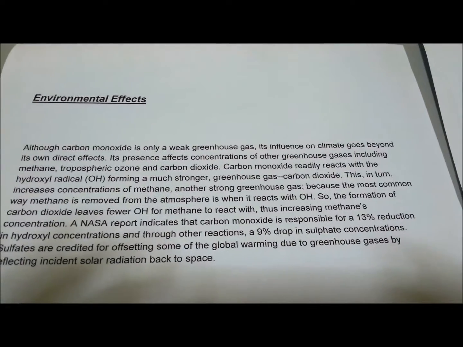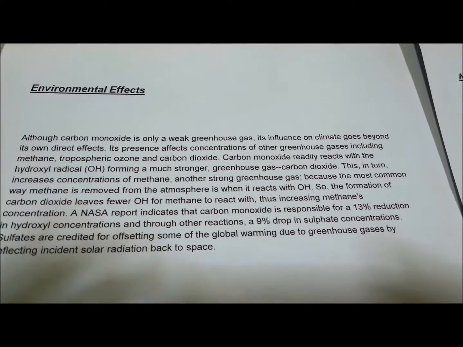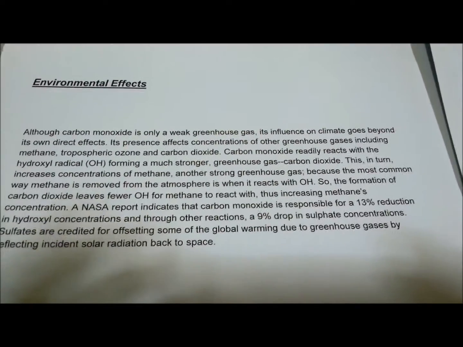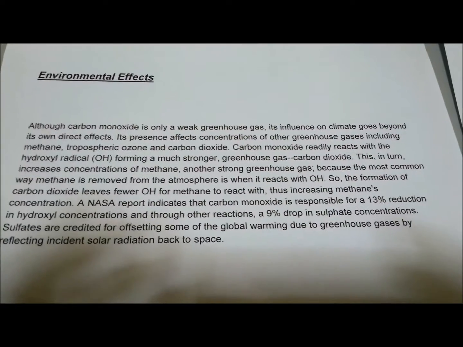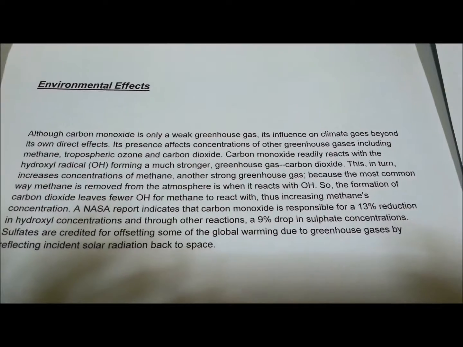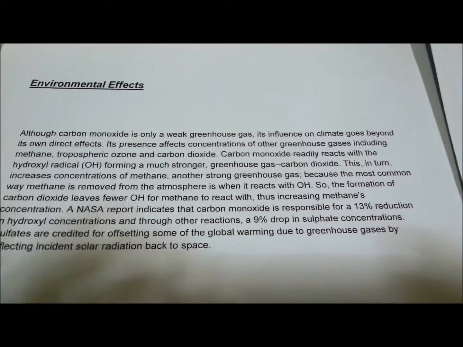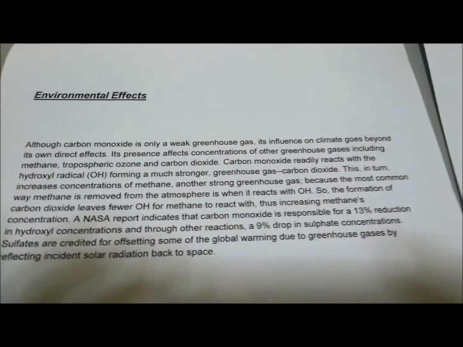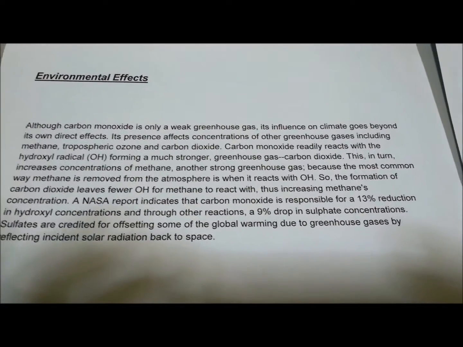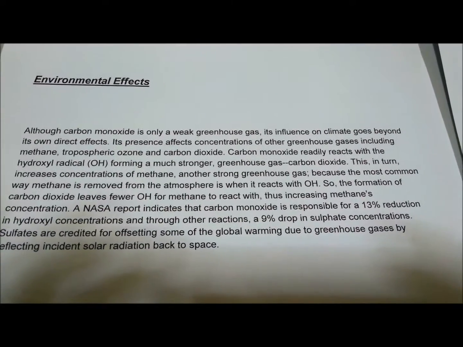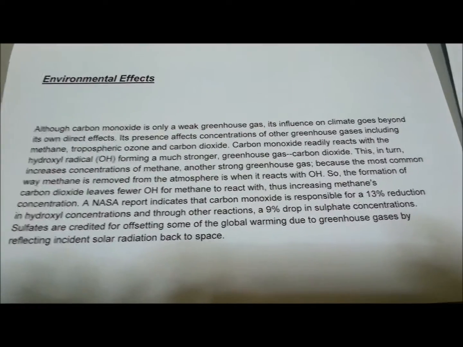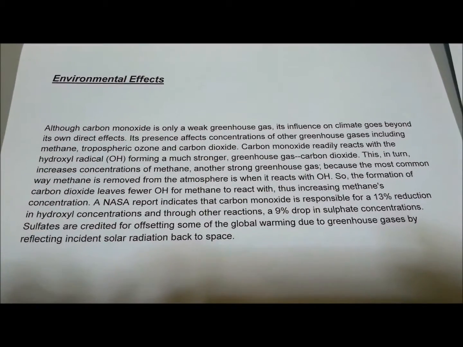This in turn increases concentrations of methane, another strong greenhouse gas, because the most common way methane is removed from the atmosphere is when it reacts with OH, which is hydroxyl. So, the formation of carbon dioxide leaves fewer hydroxyl radicals for methane to react with, thus increasing methane's concentration. A NASA report indicates that carbon monoxide is responsible for a 13% reduction in hydroxyl concentrations and, through other reactions, a 9% drop in sulfate concentrations.